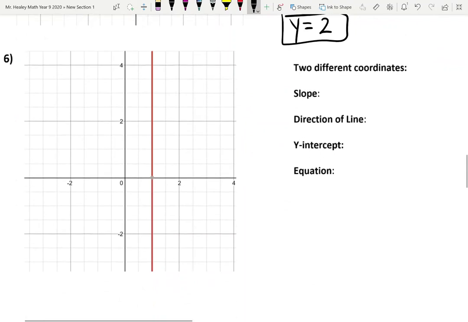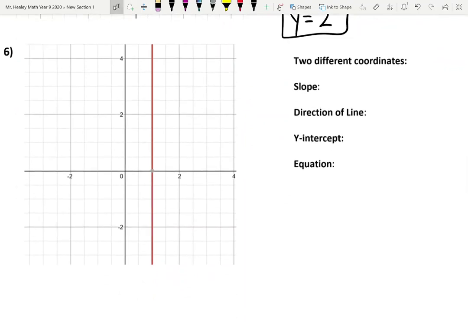And our last example, we have a situation here where it doesn't look like anything we've really dealt with before. Let's take a look at the coordinates. Let's use this coordinate, (1, 4), and another one there, x is going to be 1 again.